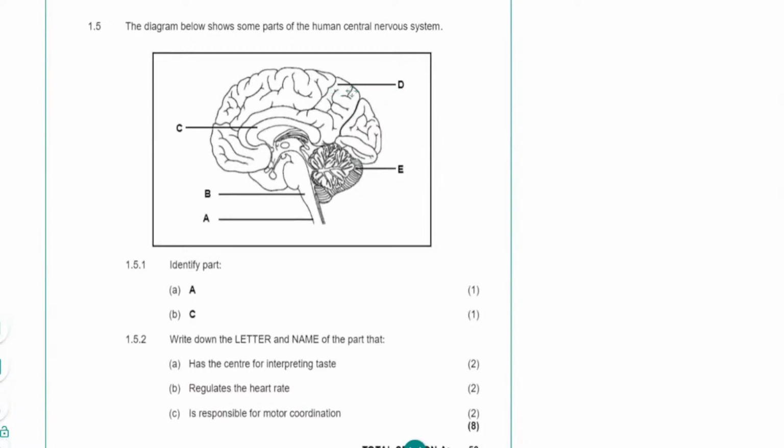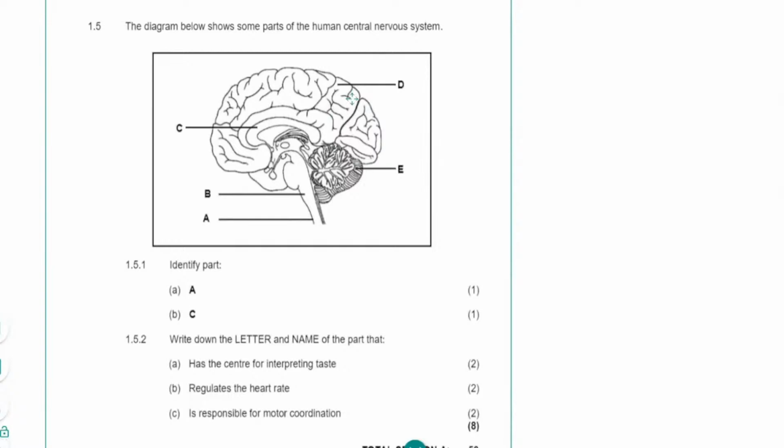Cerebrum. This part, D. Cerebrum has 3 functions. Number 1, higher thought: it is the center for higher thought processes, that is memory, reasoning, and judgment. Number 2, it is responsible for all voluntary actions. It's the center for all voluntary actions. Number 3, it receives and interprets all the sensation.